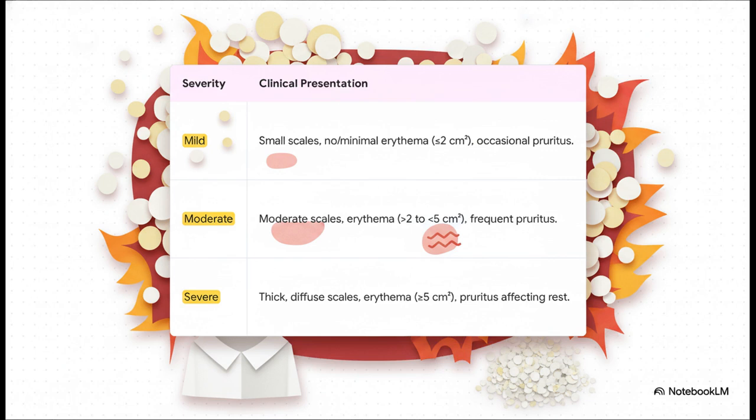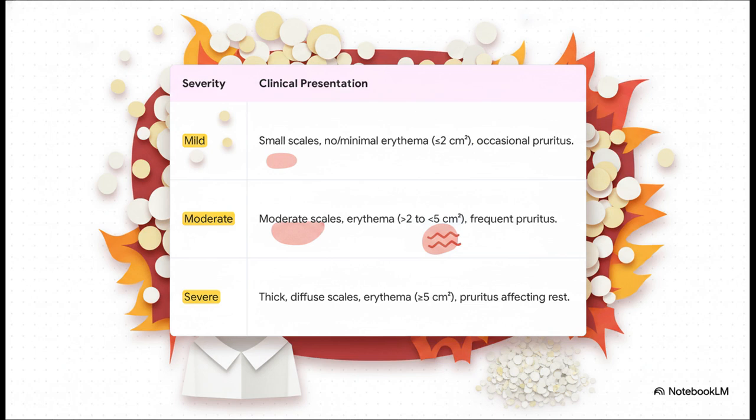Now, for severe disease, these are the details you have to memorize. We're talking thick, diffuse, yellowish scales, erythema that's greater than or equal to 5 square centimeters, and the pruritus is so bad it does affect their rest. Also, look for 2 other key signs: a strong burning sensation and that classic finding of a ton of scales falling onto their clothes.